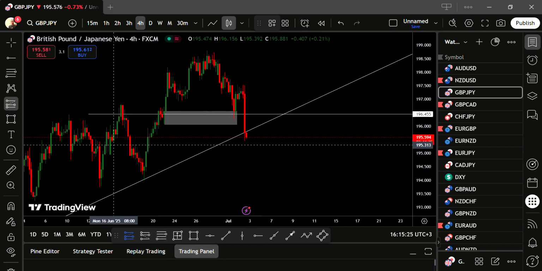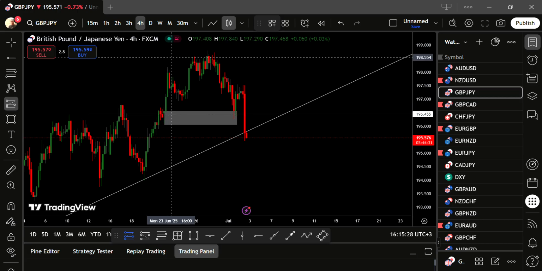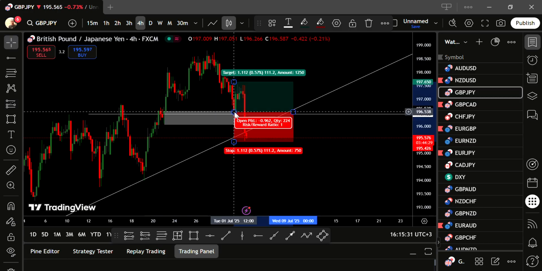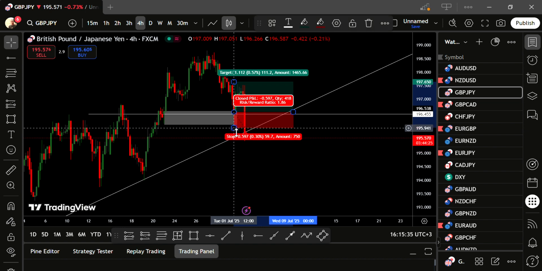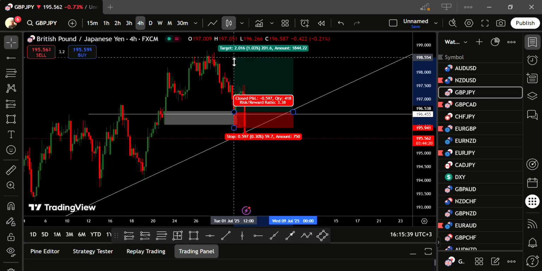So this was picture perfect. Support broken turns into resistance, leaves a demand zone. Look at the beautiful move away, and then put your entries here slightly below, then target. You're supposed to target here.